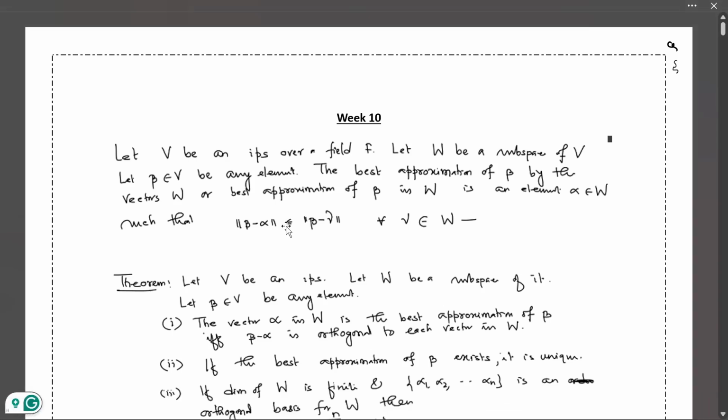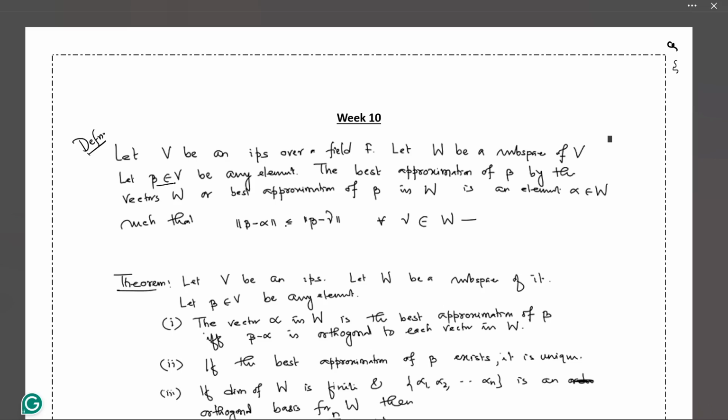So in week 10, we were studying inner product spaces. We started inner product spaces in the ninth week, and in this week, we have progressed along these lines. This is the definition of the best approximation of a vector beta to a subspace W.